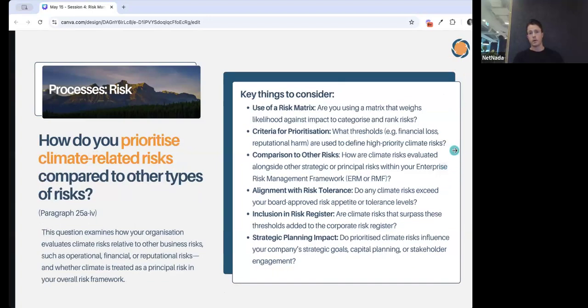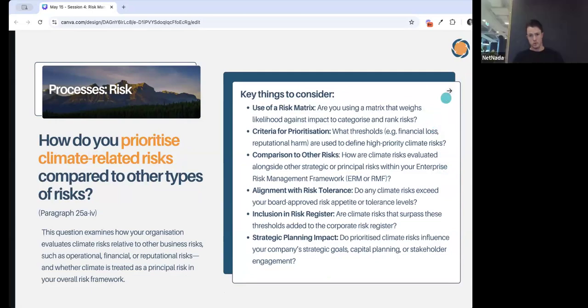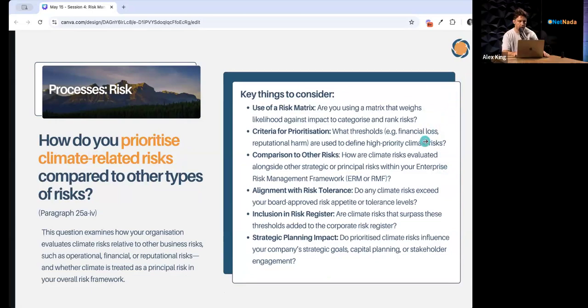I think the next one we're looking at is prioritizing. Is it? Yes. I think we're just having some lagging there. Yeah, we got it up here on our screen there. How do you prioritize climate related risks?